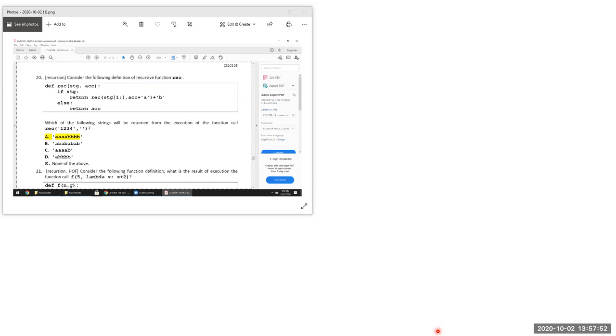Then just don't forget, try to read through the list and dictionaries. Like, what are the possible things like pop, insert, remove. Learn all the possible functions.